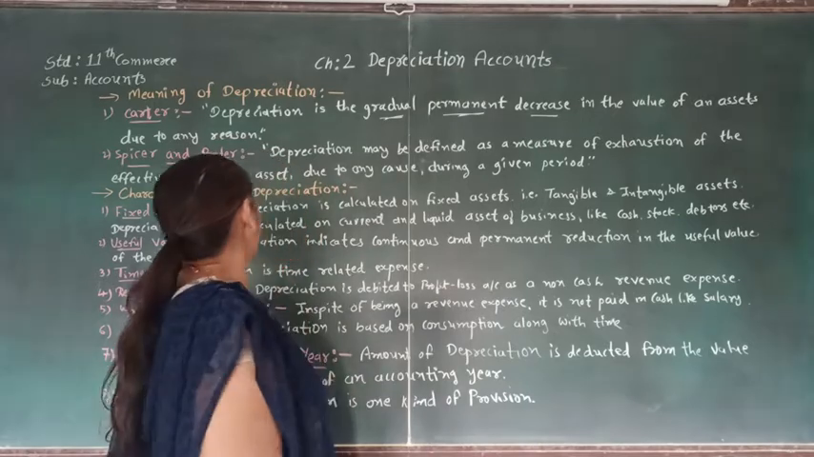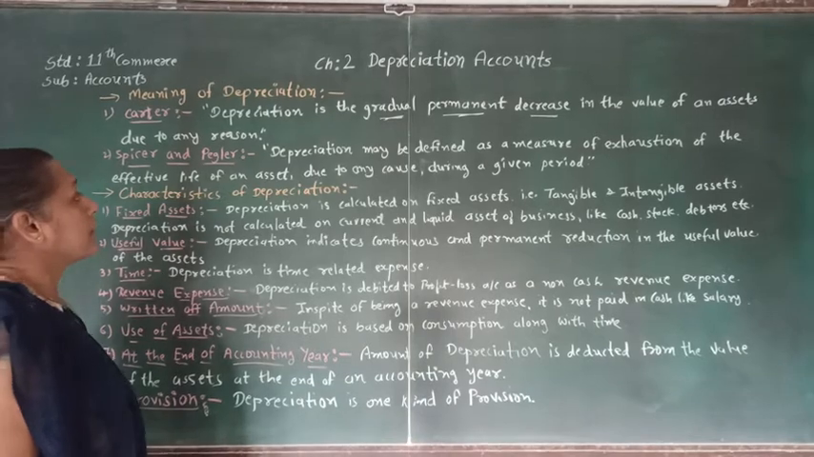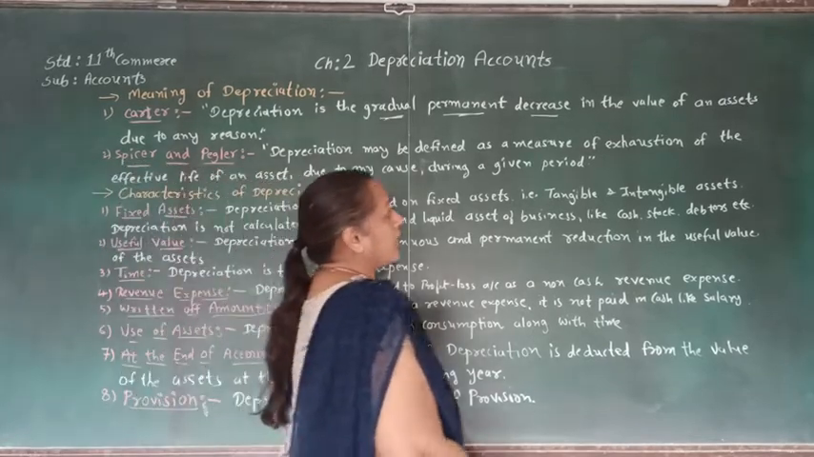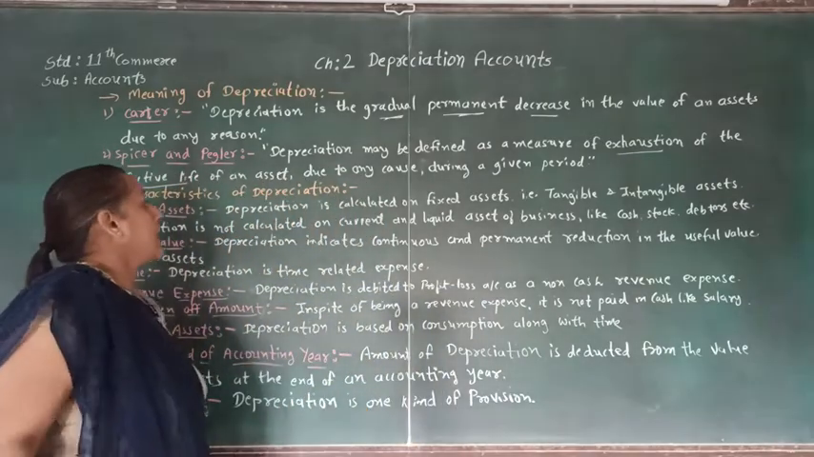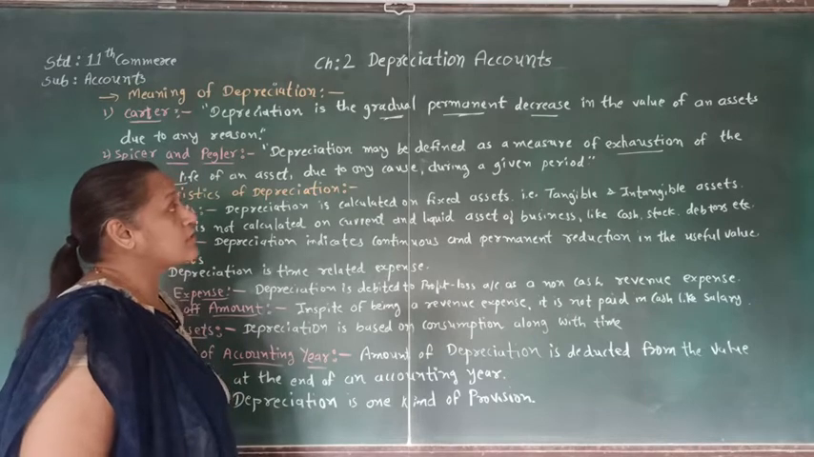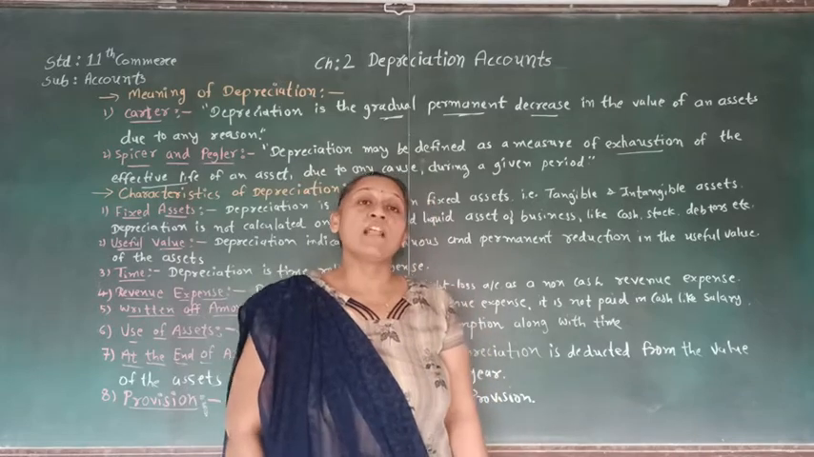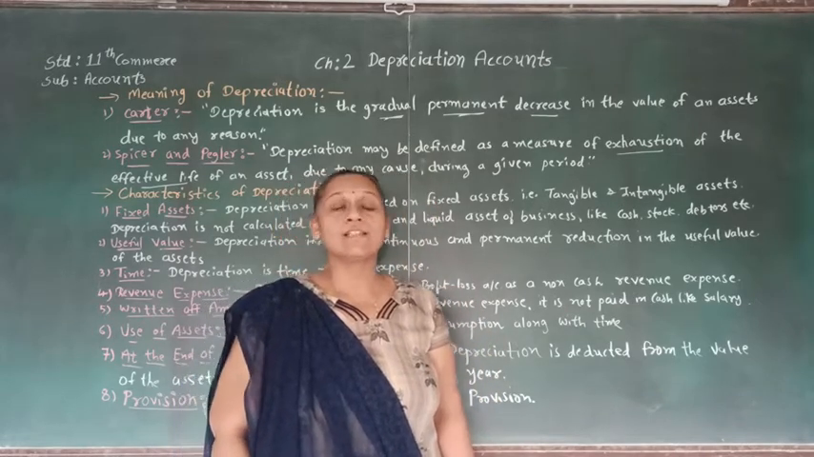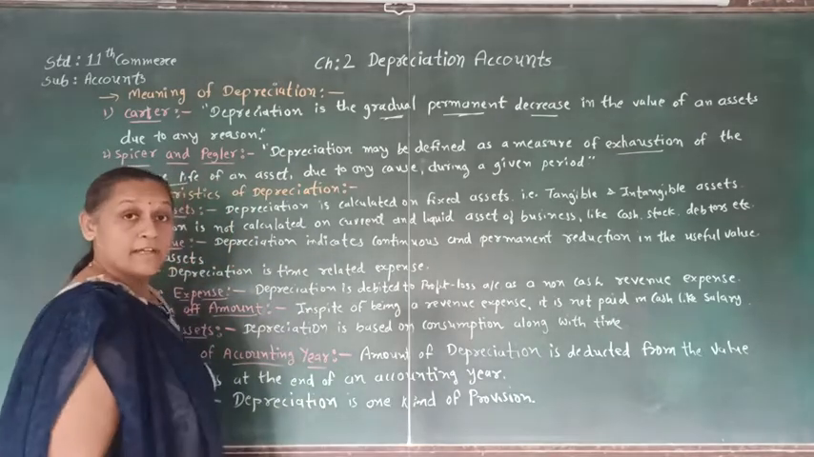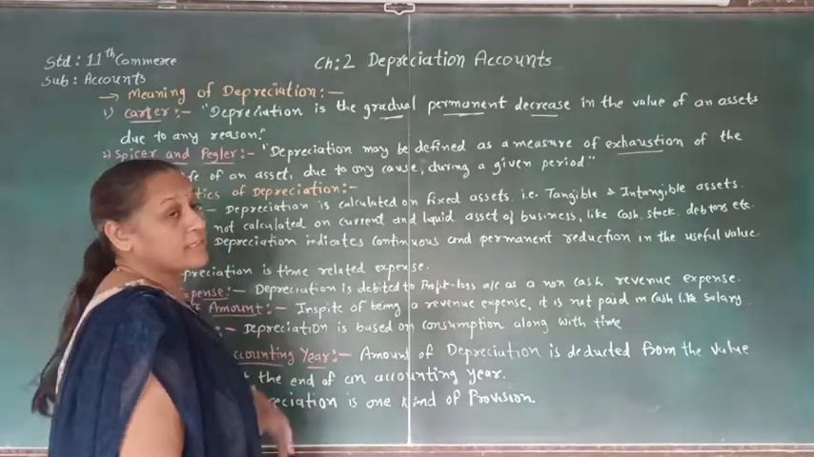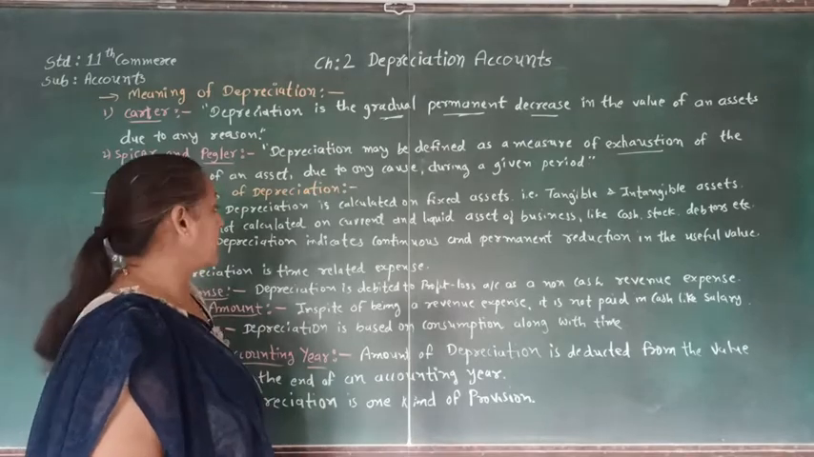So if the value of the asset is decreasing permanently, that is called depreciation according to Carter. Now let's see the definition according to Spicer and Taylor. Depreciation may be defined as a measure of exhaustion of the effective life of an asset due to causes during a given period. Here the period is fixed, and if in that period the value of the asset decreases because of any causes, that is called depreciation.